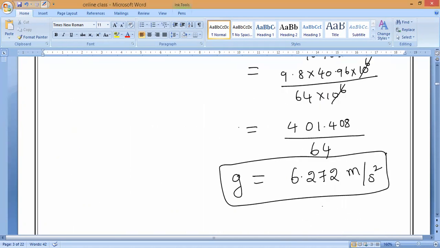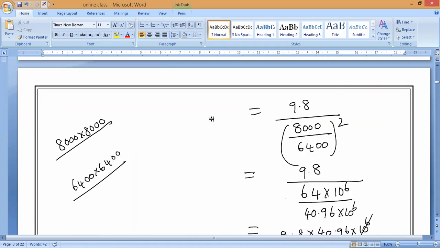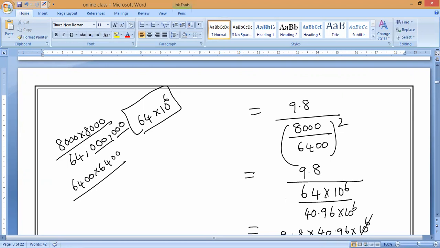Elmokil, do you understand? How did 10 power 6 come? In this multiplication, how will 8,000 into 8,000 come? 8,000 into 8,000 will come as 64 crores. Is it yes or no? Say 64,000,000 will come. So can I write this as 64 into, this is 3 zeros, 3 zeros, can I write as 10 power 6? That's all. Do you understand? Yes, sir.